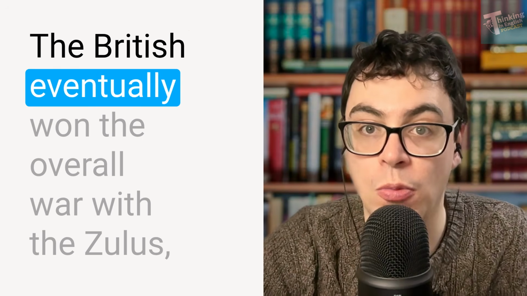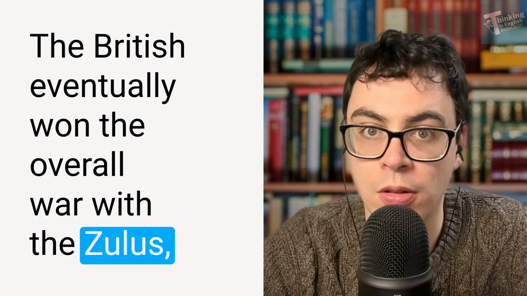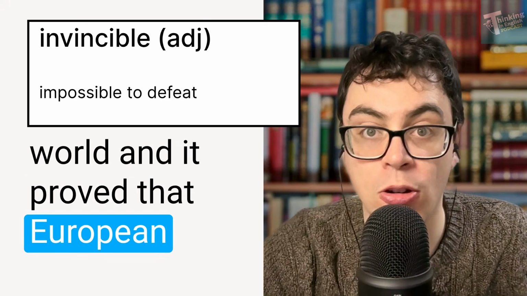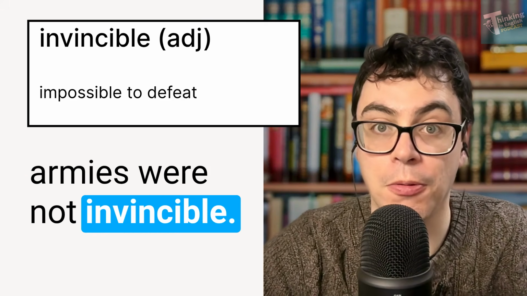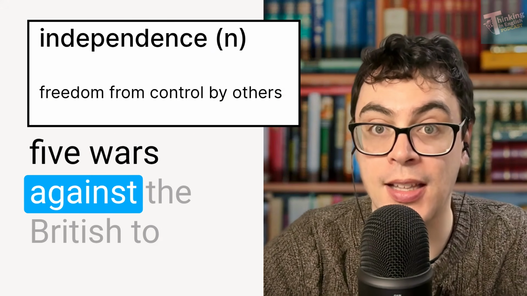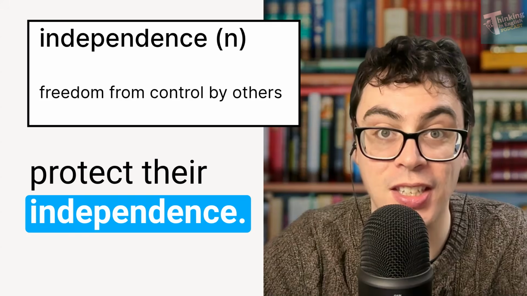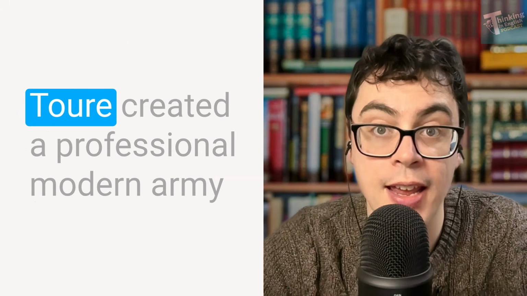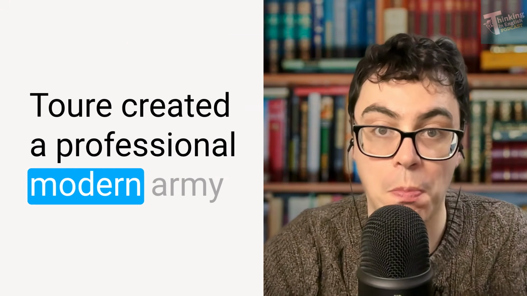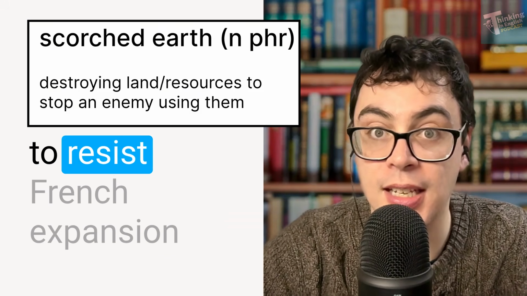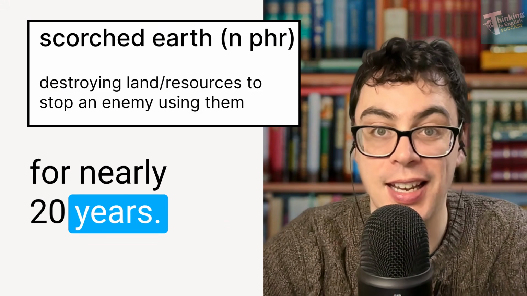The British eventually won the overall war with the Zulus, but the Zulu victory shocked the world, and it proved that European armies were not invincible. In modern-day Ghana, the Asante people fought a series of 5 wars against the British to protect their independence. In West Africa, the Mandinka ruler Samori Toure created a professional modern army and used scorched earth tactics to resist French expansion for nearly 20 years.